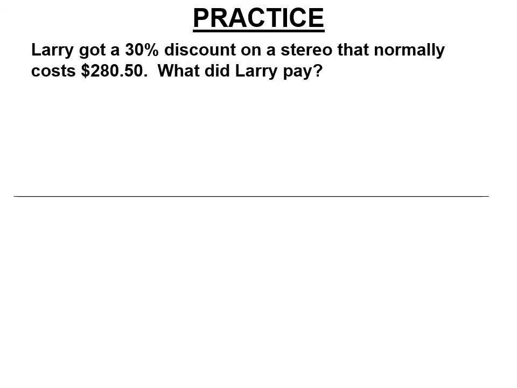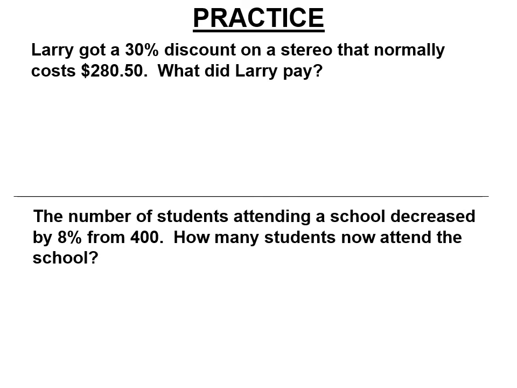So let's practice. Larry got a 30% discount on a stereo that normally costs $28.50. So if he got a 30% discount, he's paying 70%. So we're going to multiply by 0.7. Notice I got rid of that extra 0. You don't need it for multiplying.